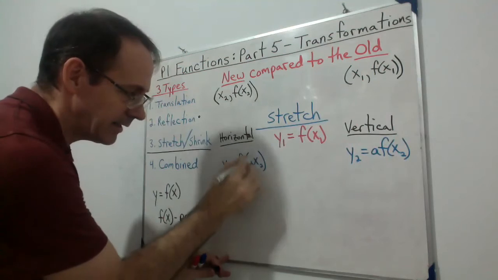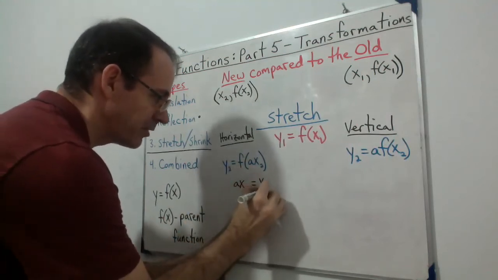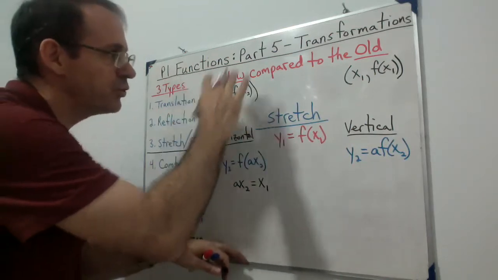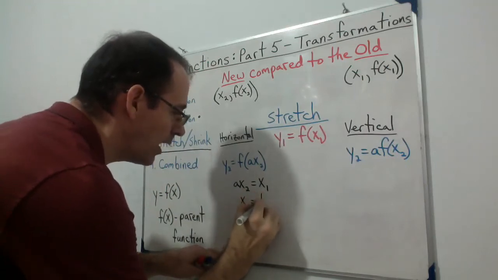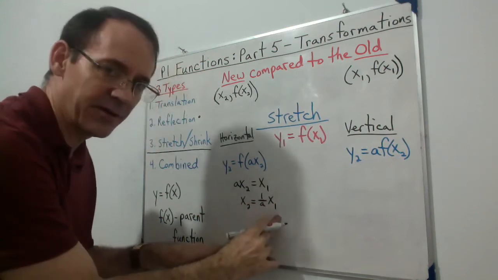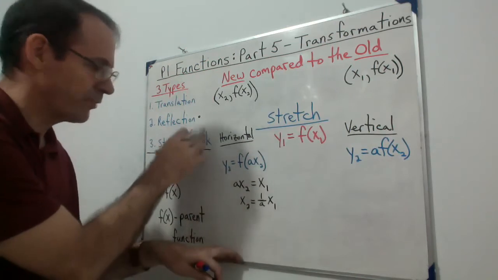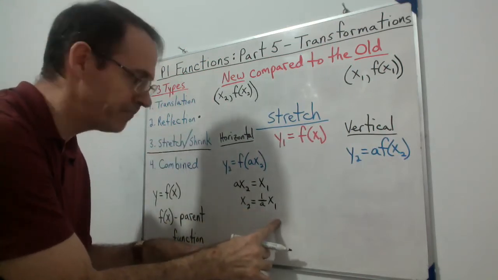So our new x value has this a attached to it that replaced the old one. Meaning, if we take the new compared to the old, it's going to be 1 over a, or it's going to be a fraction of the old. This is usually going to line up with your shrinking because you're taking a fraction of it. It's going to get smaller.